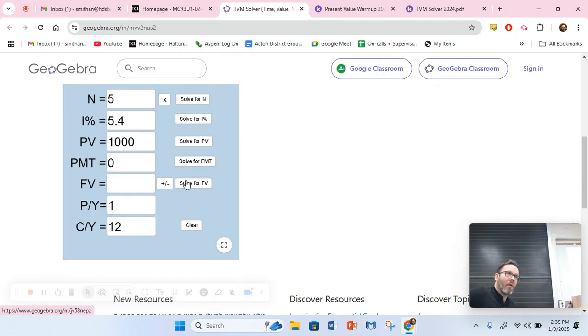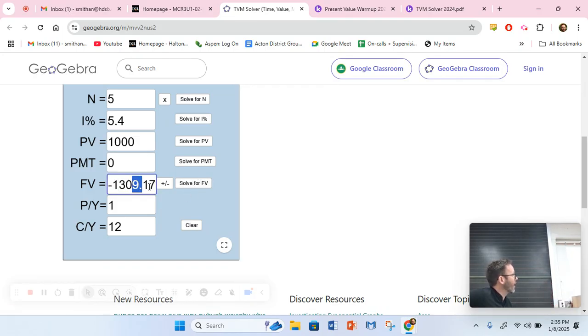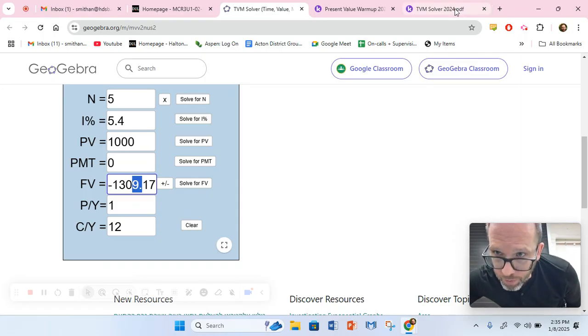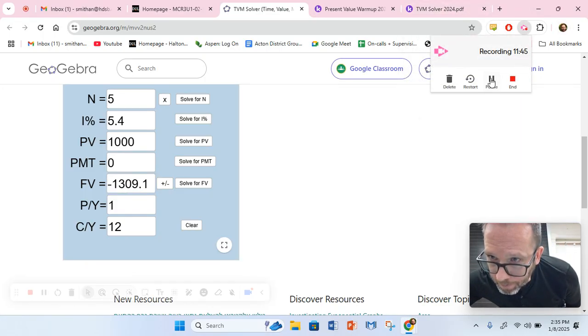All right, again, I'm going to tour around, make sure you're good. The one I've linked in the news feed here, I click FV and I get 1,309.17. And I get a negative because it's a borrowing question. I have to pay that back in the end. It's not negative money. I'm going to tour and make sure everybody's got it and troubleshoot. So I'm going to pause my recording here.